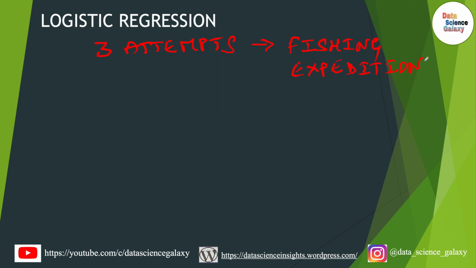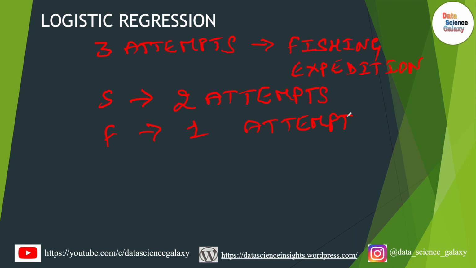You have made 3 attempts for a fishing expedition, and let us say success is 2 of the attempts that you have made. Out of 3 attempts, you were successful in catching the fish. And let us just say you have failed only once. 1 attempt you have failed.